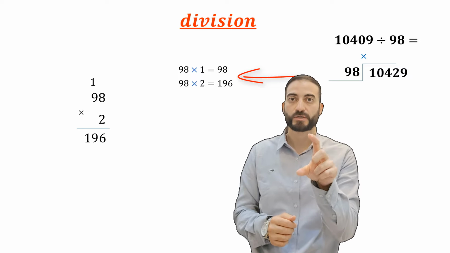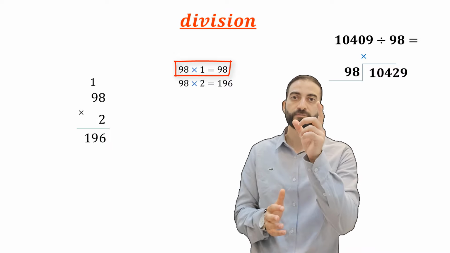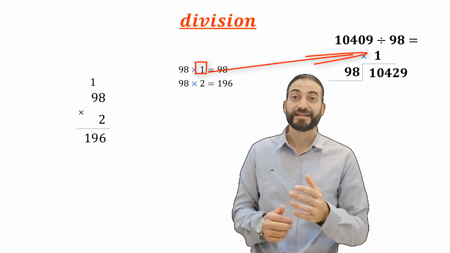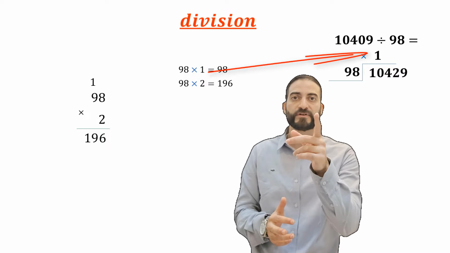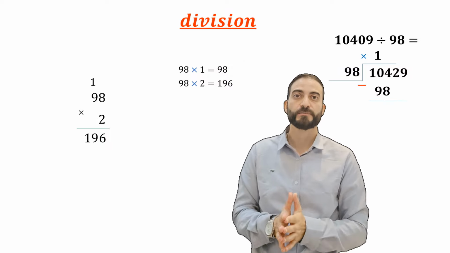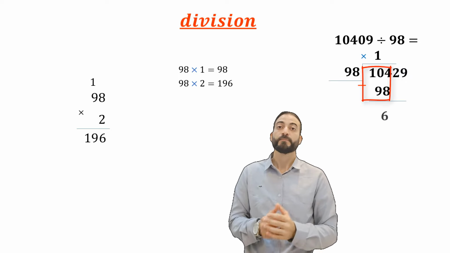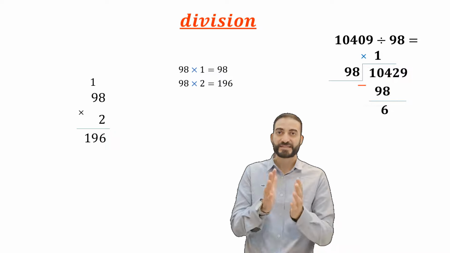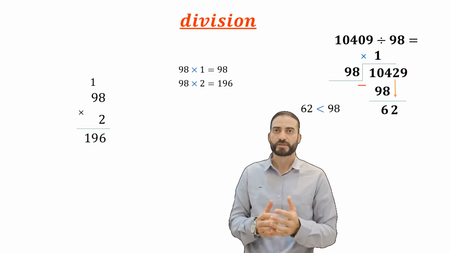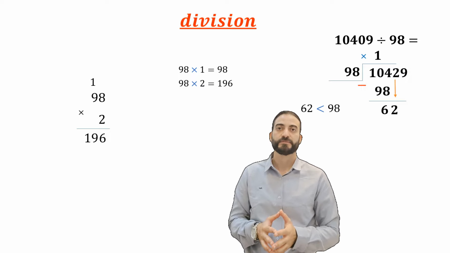So we take the smaller one, which is 98 times 1 equal 98, and put the number multiplied by the divisor, which is 1. We put it here and immediately multiply it by the divisor and put the answer here. Here we do subtraction, which is 104 minus 98 equals 6. Because 6 is less than 98, we must put this number here as well. 62 is less than the divisor.